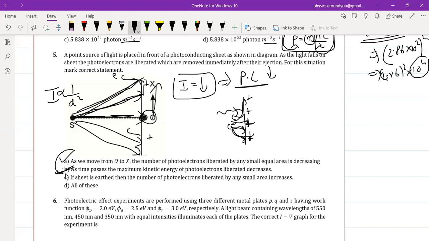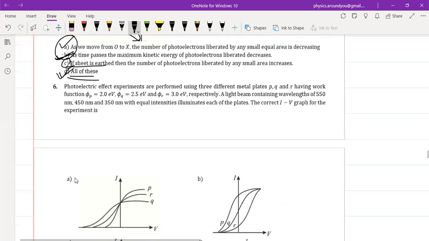If two statements are right, I don't even read the third statement. I will simply mark all of these because there's no option which says only A and B is right. If A and B are correct, definitely C has to be right. And hence, for the fifth one, the right option is all of these. Now, coming on to the sixth one.